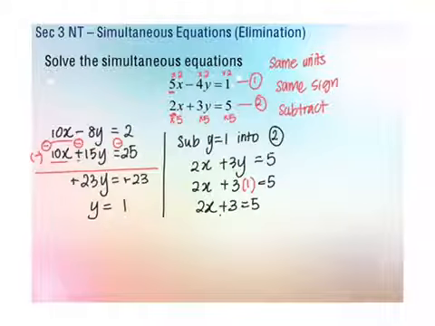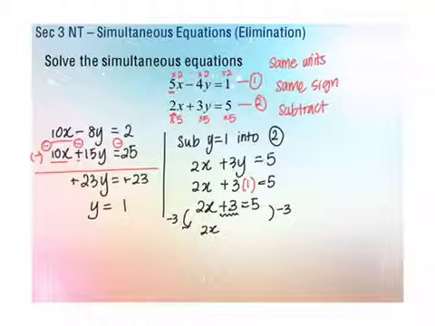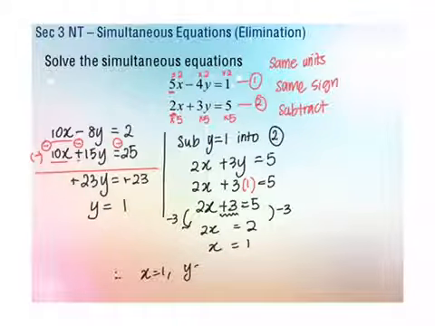We will need to get rid of 3 so that we can have 2x. How do we get rid of positive 3? We are going to minus 3, minus 3. So this will be 5 minus 3, 2. Then 2 units of x is 2. X will be equals to 1. Therefore, x equals to 1, y equals to 1.